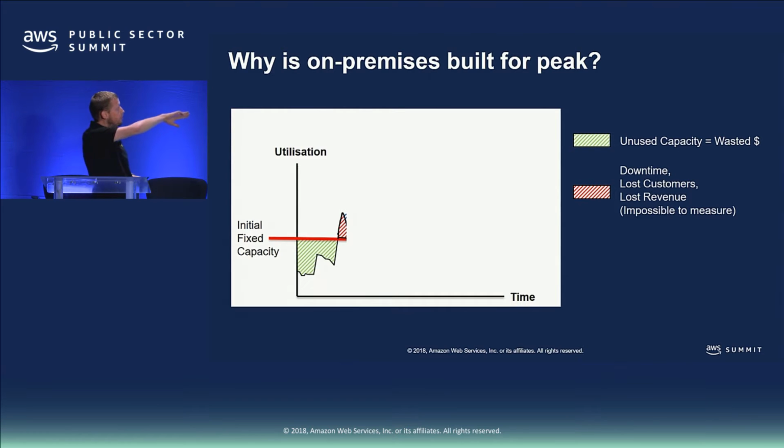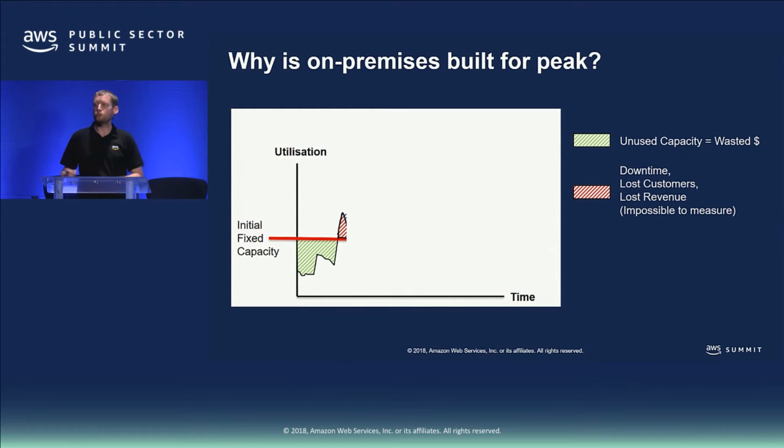And that red shaded bar there shows the amount of services or utilization that hasn't been realized because the service couldn't cope. So that could be downtime. It could be lost customers. If you're a retail organization, lost revenue, the impacts, it can be quite impossible to measure.